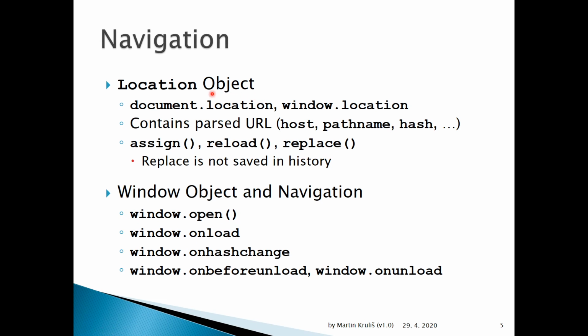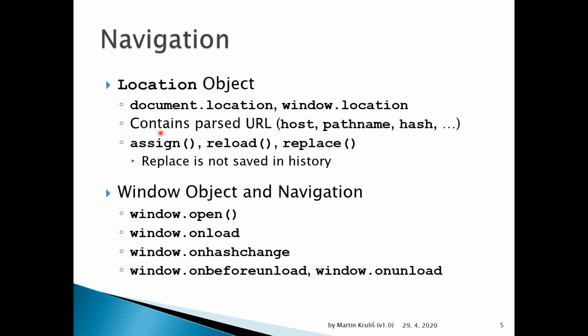The location object can be accessed by two APIs. It's present as a property both in window and document, and it's basically a parsed URL, so it holds all the separate parts, separate substrings of the URL, which might be important for your application. We can also modify the location object via methods.